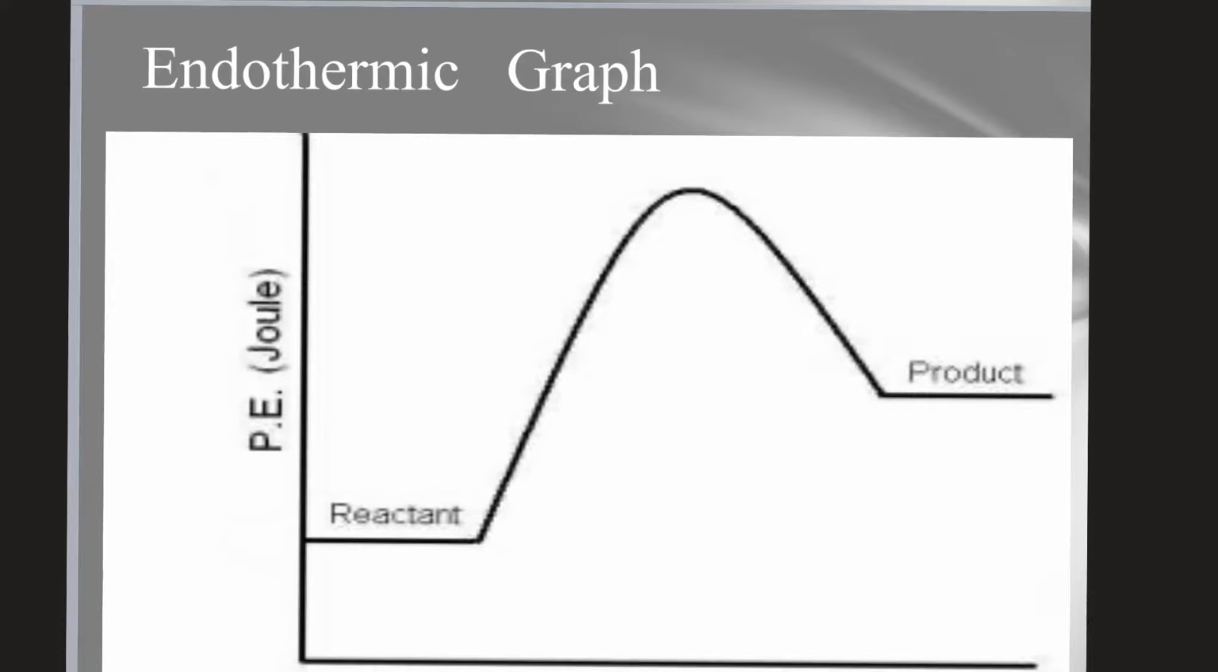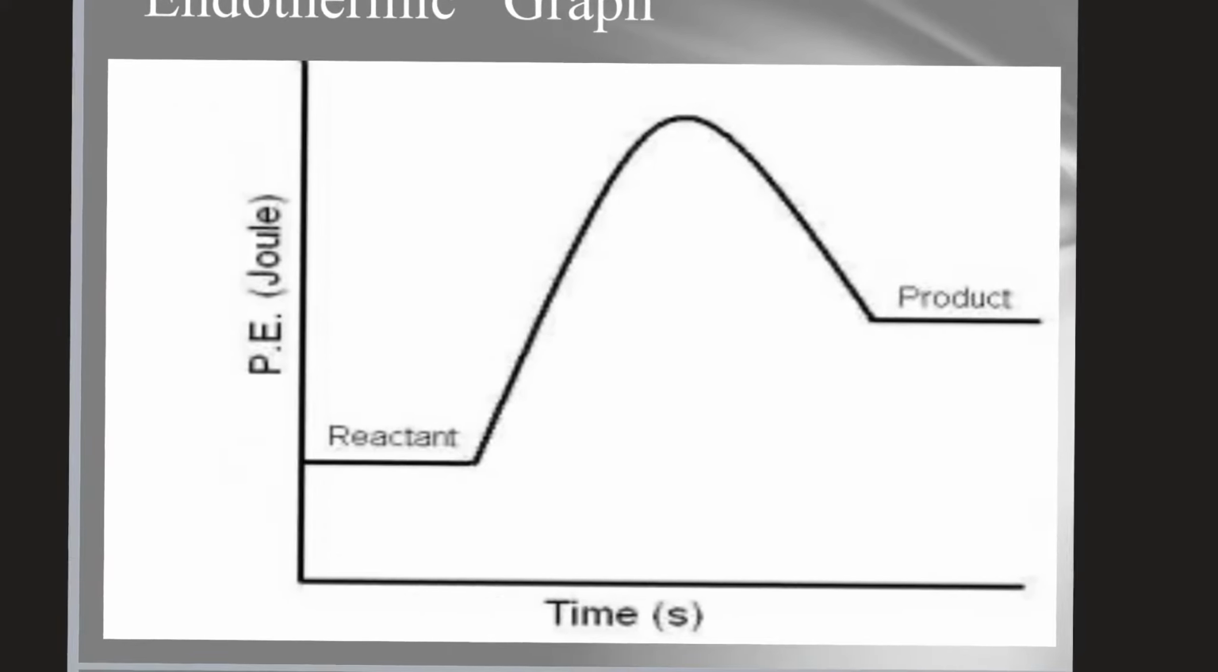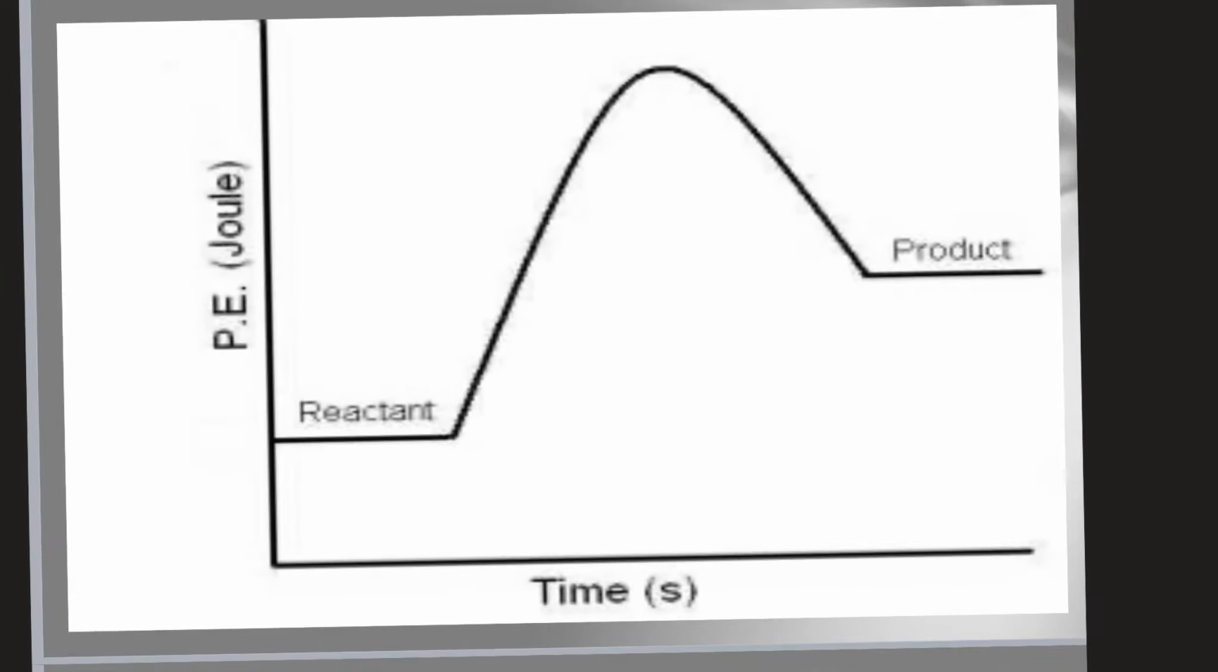Now, sometimes we'll graph it. So here's a graphical representation of an endothermic process. In this case, it could be an endothermic chemical reaction. Just a couple of things that you need to watch. Your x-axis in this case is time, so over a period of time. Your y-axis is joules, the amount of energy. Joules is basically the unit of energy.